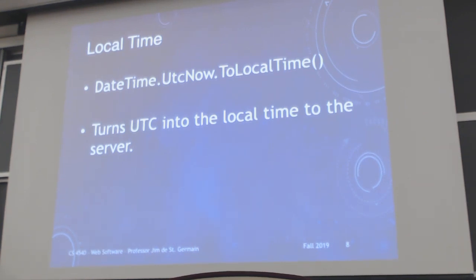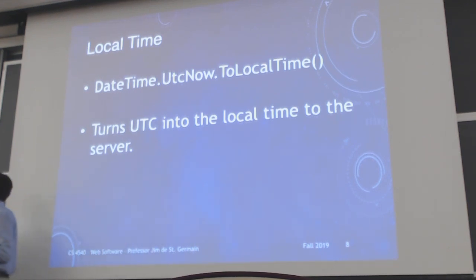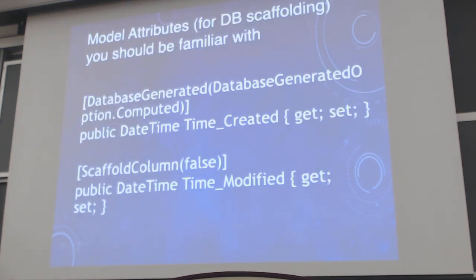Sometimes you want to put a time onto a web page. You can use universal time, but if you want to have a local time of your machine, you have to convert it to local time. So DateTime.UtcNow.ToLocalTime will give you the current local time on the server. And sometimes it's easier for us to see the actual time rather than have to do the mental conversion. So I thought I'd point that out.